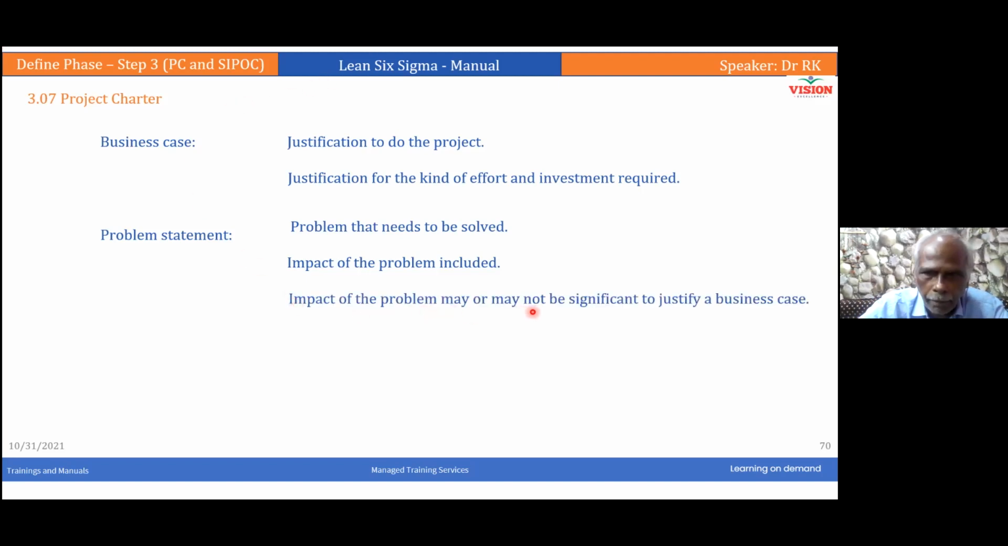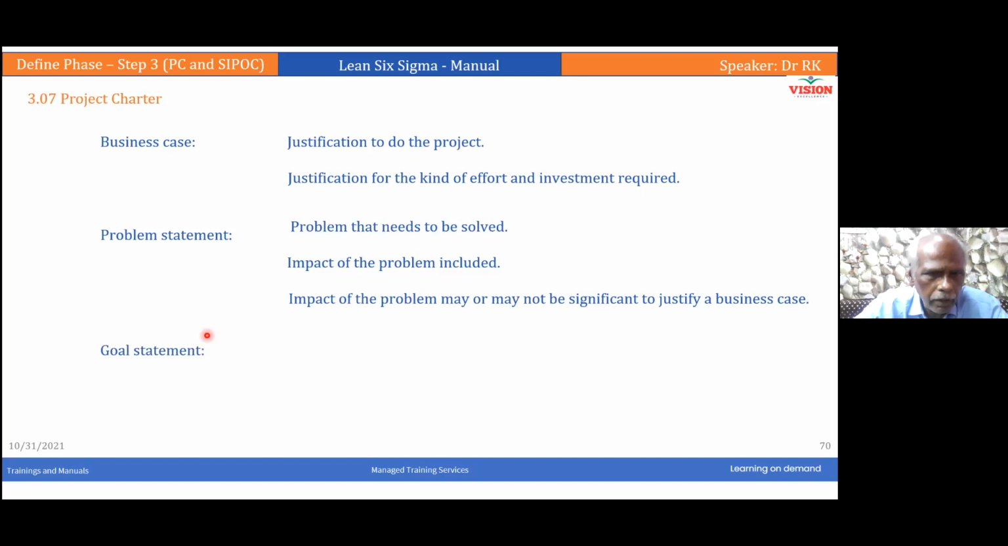And then the impact of the problem may or may not be significant to justify a business case, right? They will say, okay, you are giving this justification, impact. That impact, I don't mind. It doesn't matter, right? Sir, some people don't like you. They don't mind. I don't mind. Some people disliking me, right? The majority of the customers are liking me.